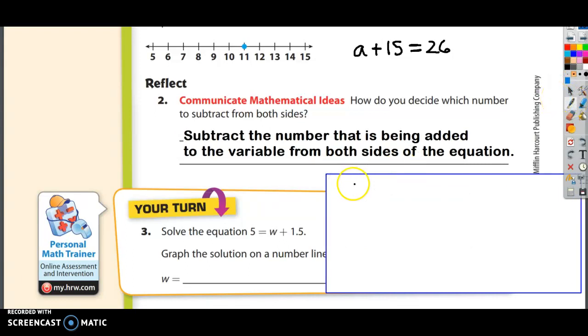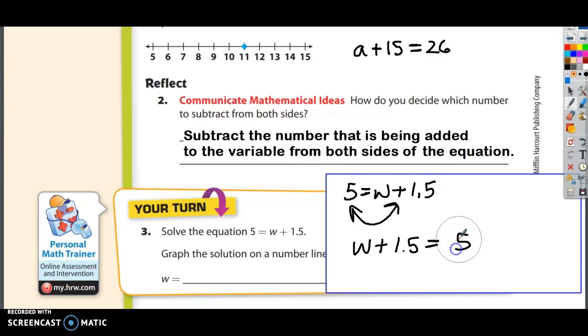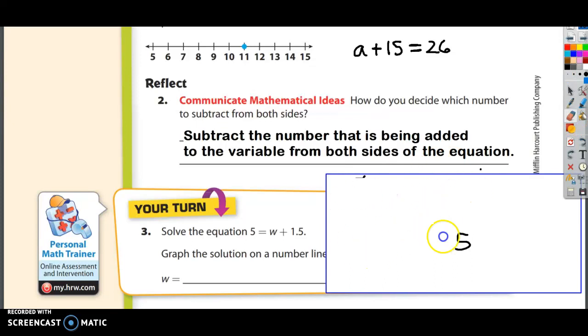First thing I would do, you don't have to do this, but you could actually rewrite 5 equals w plus 1.5 by switching it around. I'm going to do my arrows right here. I'm going to switch this around: put w plus 1.5 on the left and 5 on the right. All I did was take my 5 and my equals and put them over here. W plus 1.5 equals 5. I didn't change the problem at all.